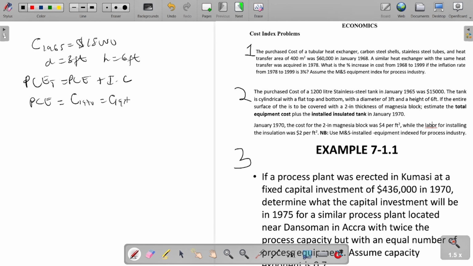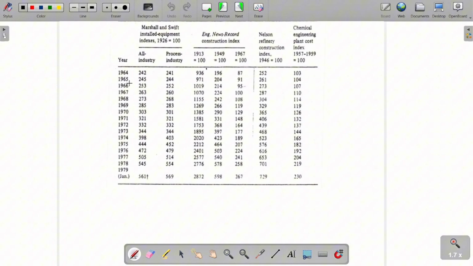It will be equal to the cost in 1965, which is the base year, times the index in 1970 over 1965, times the capacity ratio R, but R is 1, right? The cost in 1965 is 15,000, and they told us to use M&S, right? So M&S for 1970 and 1965. As you can see over here, 1965 is 244, then 1970 is 301, right? So that's what I can use.